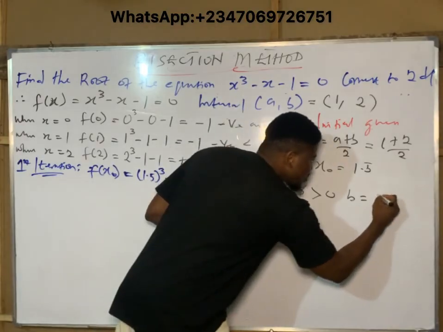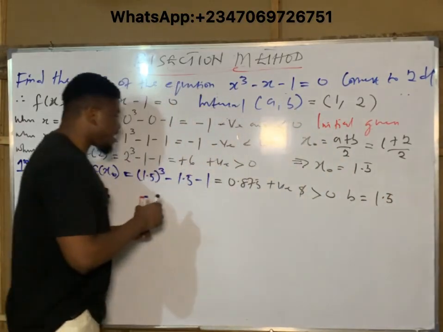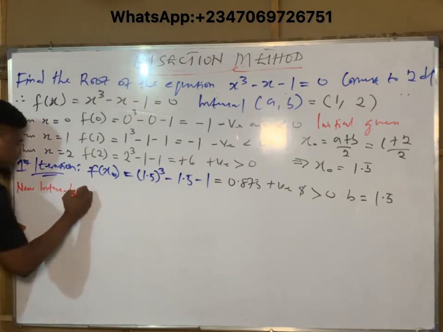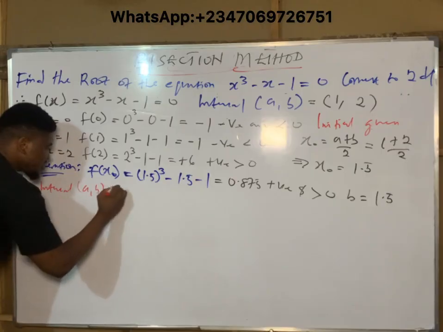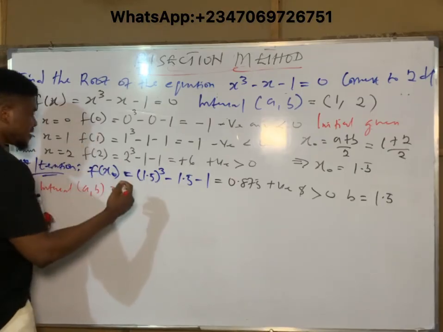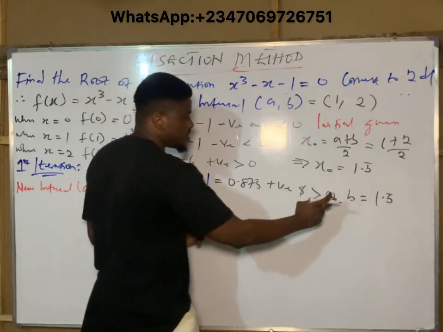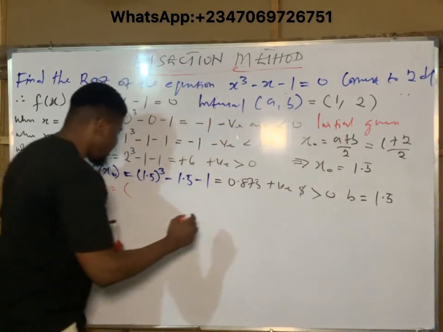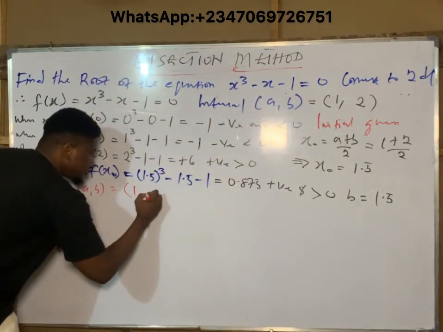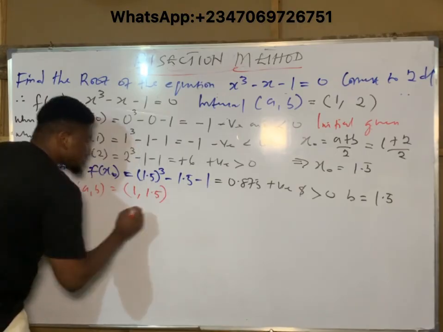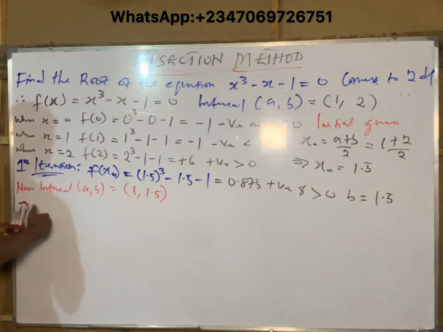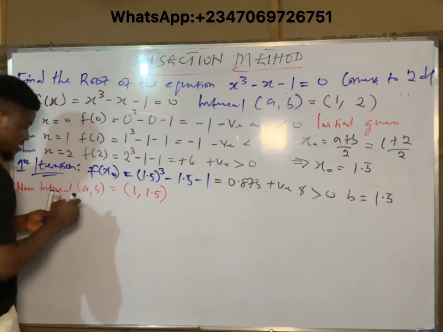So b is equal to 1.5. So we have now a new interval. Our new interval becomes, remember, a comma b. So a remains a. It doesn't change. What changed now was b. So we had a new value that caused the function to be positive. So our a remains as 1. A is 1 and b is now 1.5. So what this means now is that the root lies between 1 and 1.5. So we simply bisect 1 and 1.5 to find our next iterative value.